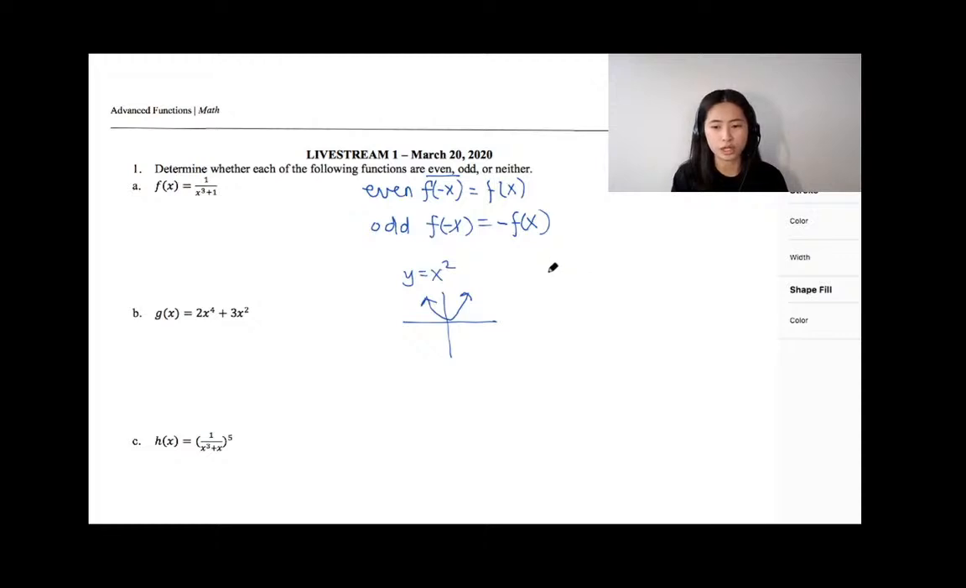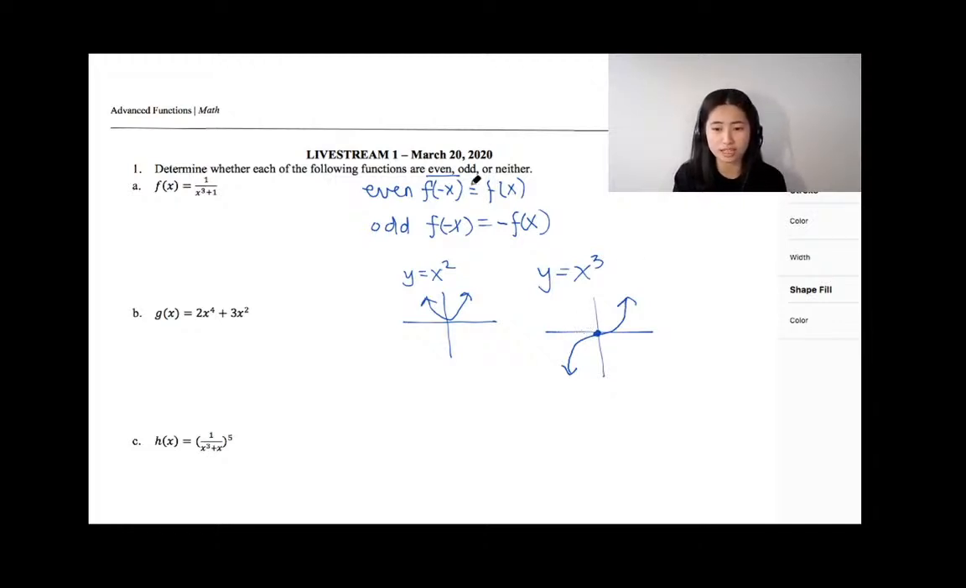But for an odd function, let's say you're looking at y is equal to x cubed, which is a cubic function. So your symmetry is actually 180 degrees, right, over here. And you have a point symmetry, to be specific, right here. So when you rotate this 180 degrees, so you're looking at from here, rotate that until here, right, 180 degrees, you're going to see that your function remains unchanged. So that's the difference between even and odd functions.